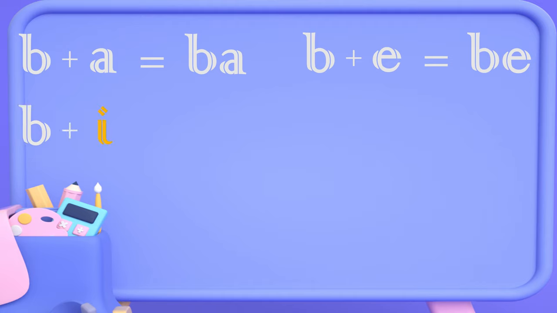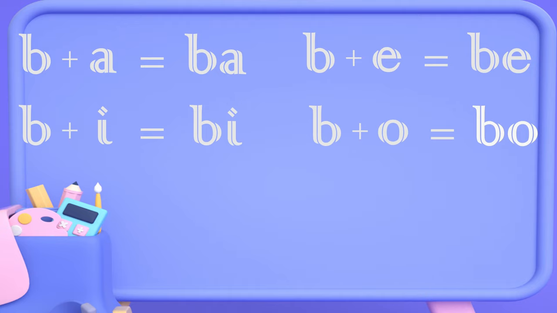B plus E makes be. B plus E makes be. Very good. Here, which are the vowel sounds? A, E, I, O, U. And the consonant is B. Yes, all are understood, correct? Shall we see the next blend? Yes.